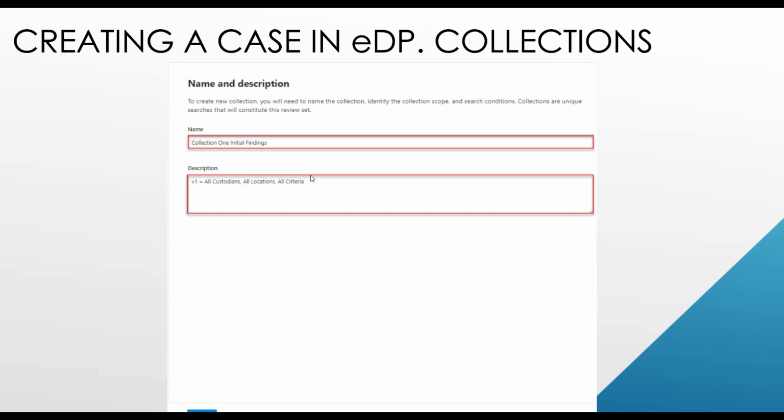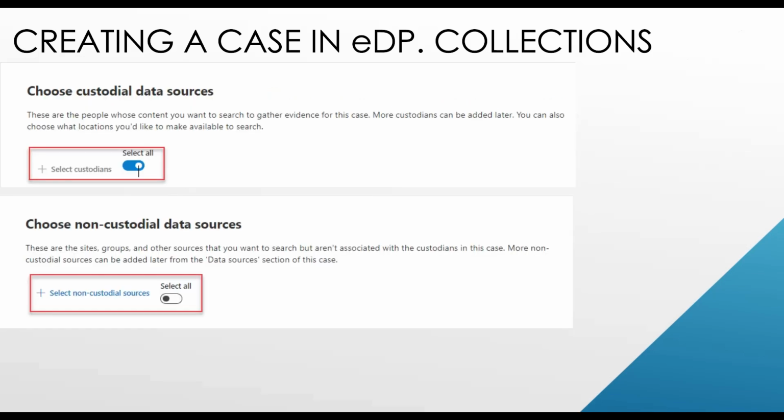As you do that, ensuring that the name and the description is mapping back to what you're doing at that time is such a better way of working. Now, additionally with collections, you have the option within the collections to add in additional data locations. So let's take a look at these just for a moment. So we have choose custodial data sources. These are the people whose content you want to search to gather evidence for this case. Most custodians can be added later. You can also choose what locations you'd like to make available to search.